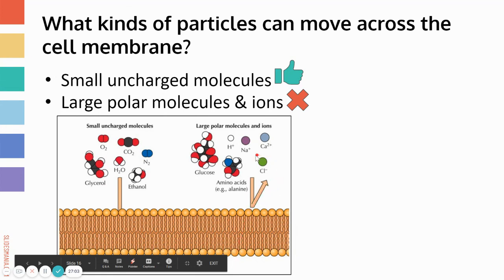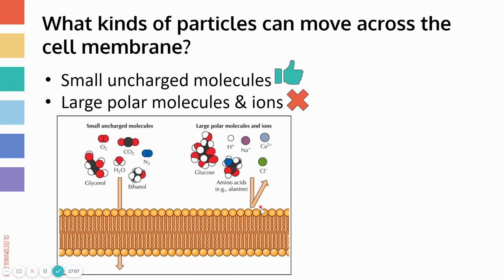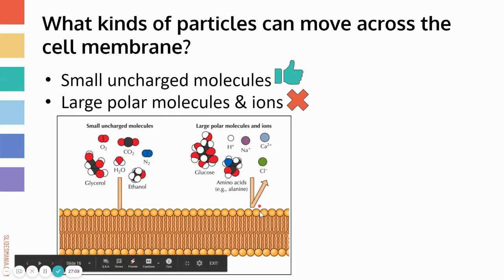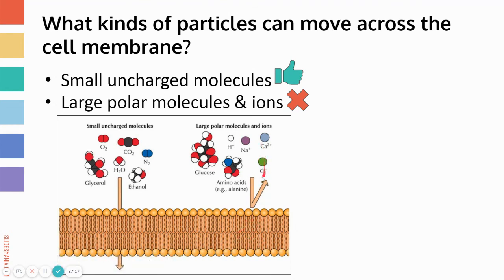However, if you think about a charged molecule like chloride or calcium, as it's trying to move across, it's not going to be able to interact with these hydrophobic tails at all. The hydrophobic tails are going to say, this is a hydrophobic region only. You've got a charge. We're not about that. So they're not going to be able to diffuse across the membrane, even though they're really small.